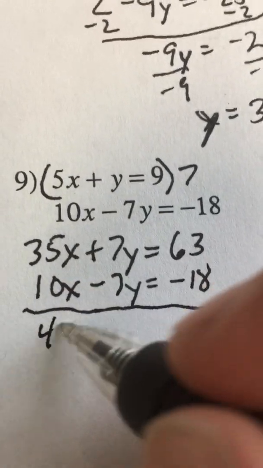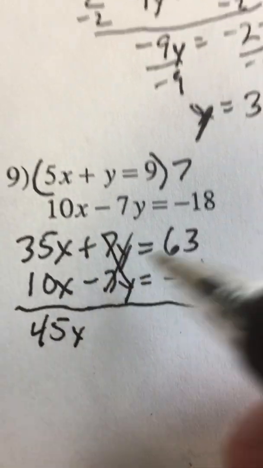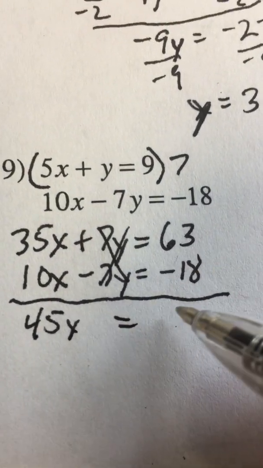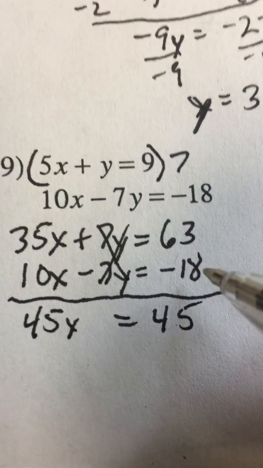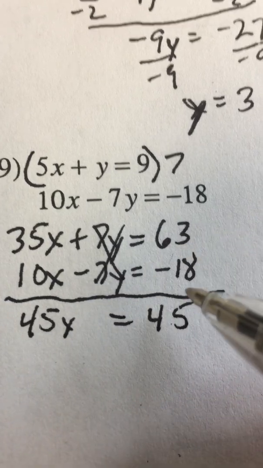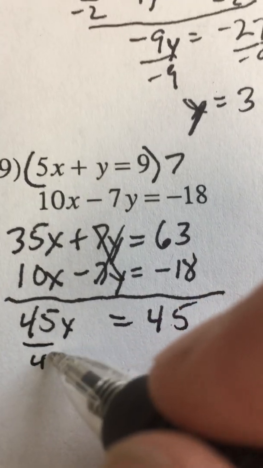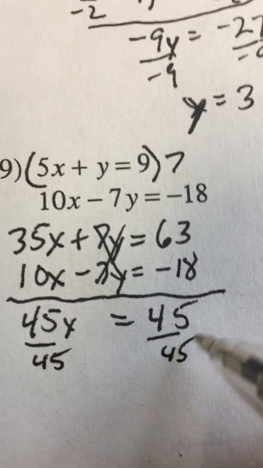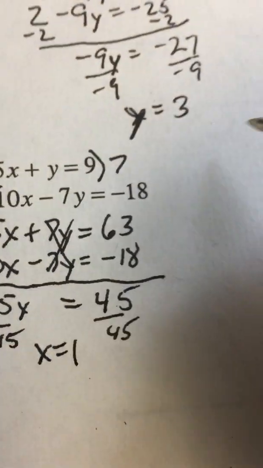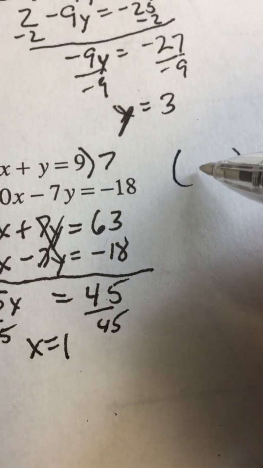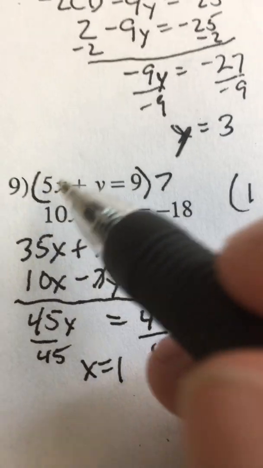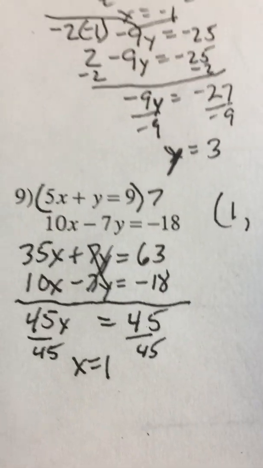So this becomes my 45x. 7y's cancel out equals, and this actually also becomes a 45. So if you do that math, 63 minus 18, you get 45. So divide by 45 on both sides. X equals 1. So in this intersection where the two lines intersect, x is 1. And x will be my solution when I plug it in for the x is 1.